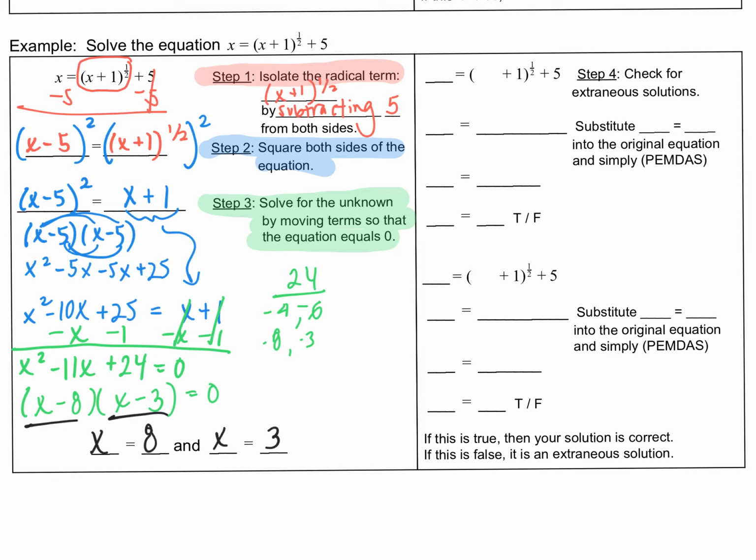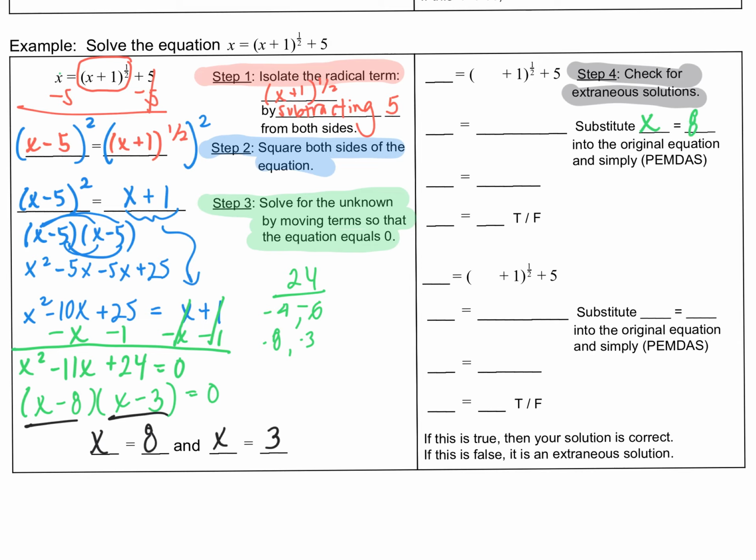So we're not fully done yet, because we don't know for sure that those are our solutions. We have to check for extraneous solutions. So remember, step 4 is to check for extraneous solutions. So what that means is those two solutions we got, we need to substitute them back in and see if it gives us a true statement. So let's start with 8.